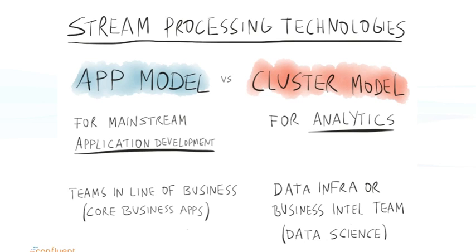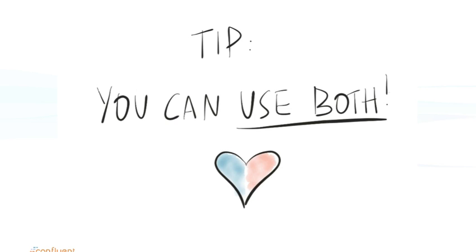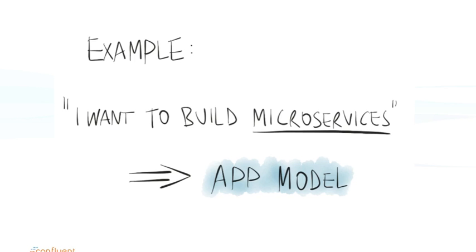What we also see is that people that work in the line of business, that build these core business applications, typically favor the app model more, whereas people that work on data infrastructure or business intelligence teams, like these shared teams that do, for example, data science, favor more the cluster model, shared horizontal servers across the company. Now, even though I have contrasted these two models, in practice this is not an either-or decision. You can use both, and there are many good reasons why you want to use not just one of these technologies, but actually two of them. Going back to our original question as the motivating example for this section, if you want to build microservices, for example, clearly the answer would be that you would use a technology that allows you to think in this application model.